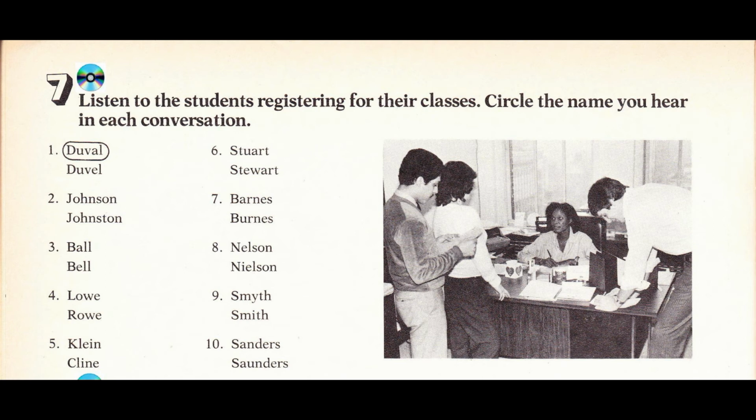1. Could you spell your last name, please? Duval. D-U-V-A-L. 2. Spell your last name, please. Johnston. 3. Could you spell your last name, please? It's Bell. B-E-L-L. 4. Your name, please? Gary Lowe, L-O-W-E. 5. What's your last name? Klein. K-L-E-I-N. 6. Your last name, please. Stewart. How do you spell that? S-T-E-W-A-R-T. 7. Could you spell your last name, please? It's Barnes, B-A-R-N-E-S.